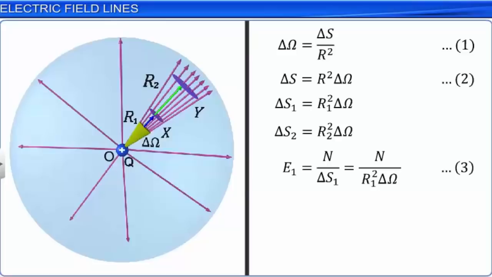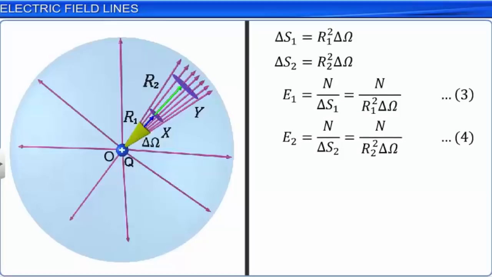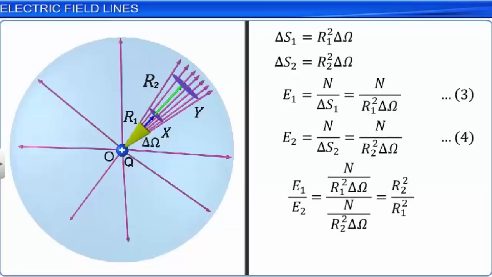Similarly, electric field strength E2 at y is equal to n by delta S2, equal to n by r2 squared into delta omega. Let this be equation 4. If we divide equations 3 and 4, we see that the ratio of the electric field strengths at x and y is equal to r2 square by r1 square. Hence, we can conclude that the electric field strength due to a point charge varies inversely as the square of the distance from the charge.